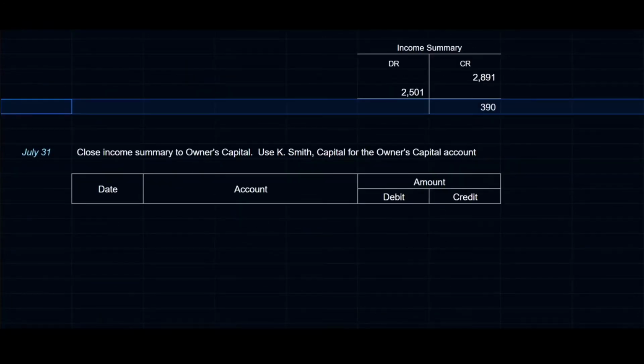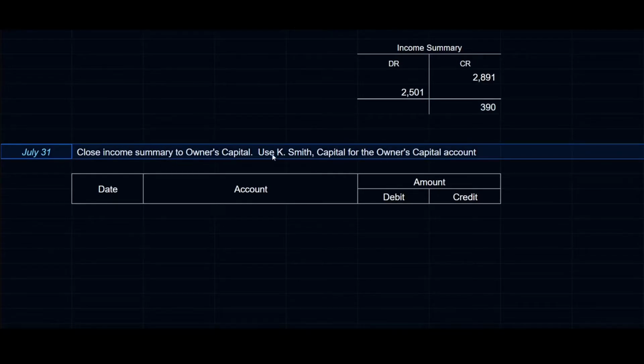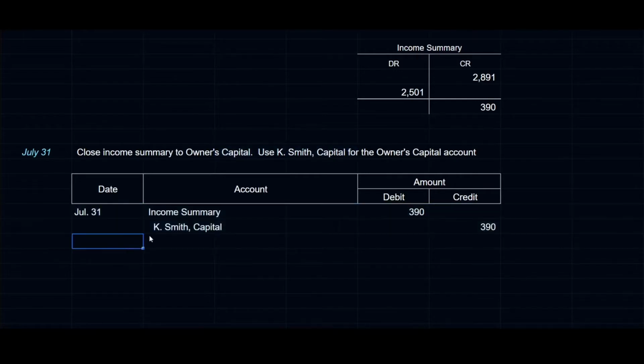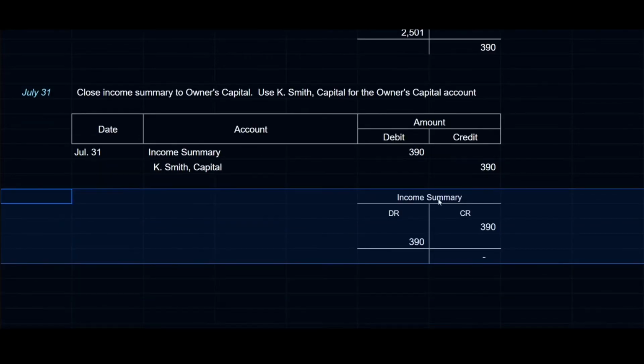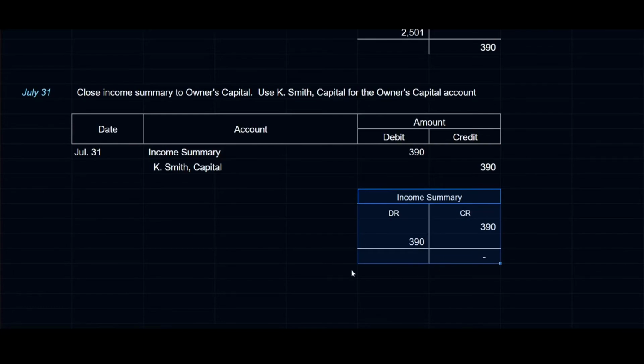Finally, it's time to close income summary to owner's capital. I've just made up the name of an owner, K. Smith. So we'll close capital to K. Smith Capital. Income summary is debited for $390, and we credit K. Smith, Capital for $390. Taking a look at income summary, it is now closed. In our next video, we'll turn our attention to a periodic system of inventory.